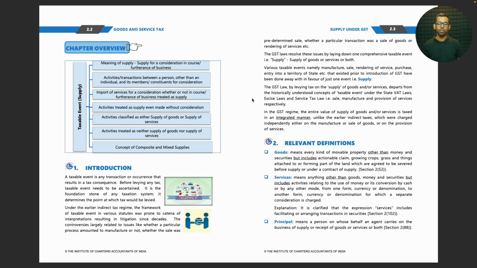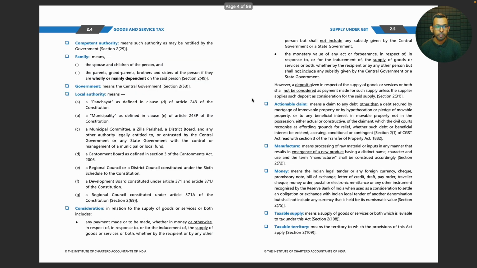Section 2, clause 102. Principal means a person on whose behalf an agent carries on the business of supply or receipt of goods or services, or both. Section 2, clause 88. Competent authority means such authority as may be notified by the government. Section 2, clause 29. Family means the spouse and children of the person and the parents, grandparents, brothers and sisters of the person if they are wholly or mainly dependent on the said person. Section 2, clause 49. Government means the central government.